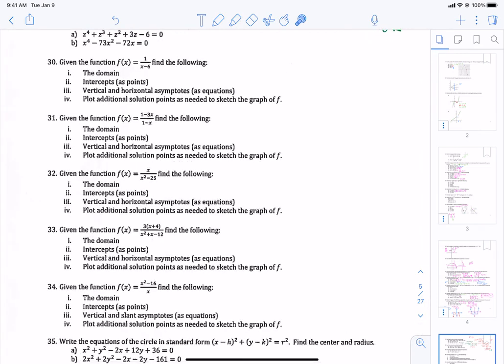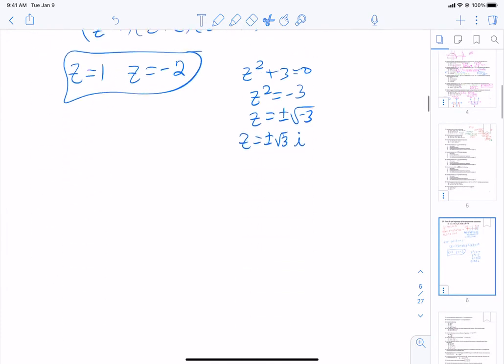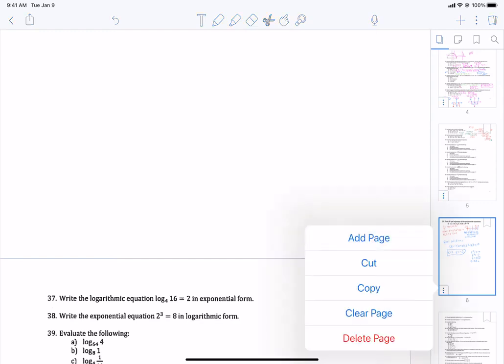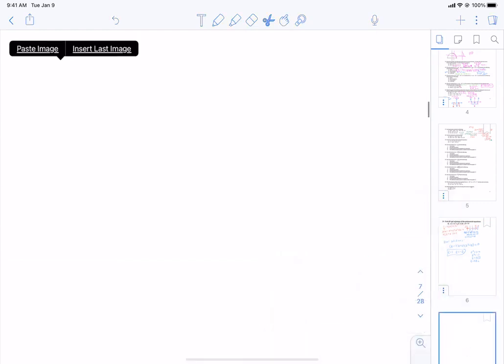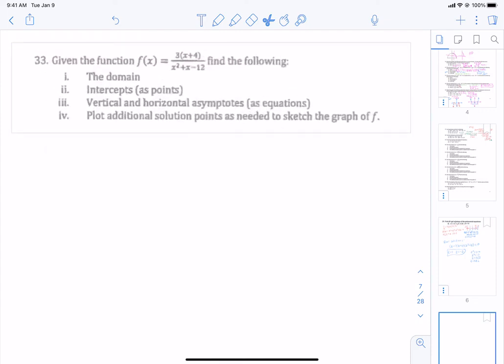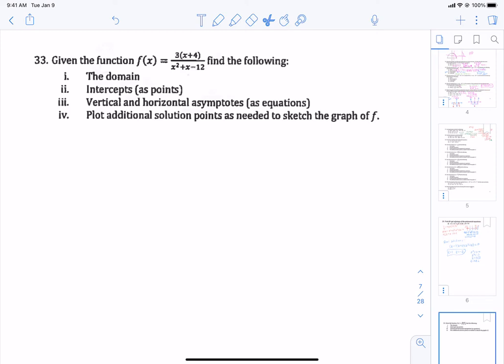Oh, let me find a good one to do with you. I want to see some that has, remember all the stuff that could go wrong, you know, the asymptotes and all that stuff. So what I would like to do with you is 33. We're going to kind of go down that entire list that we have done in the past. So let's do 33. I think it kind of encompasses everything that you need to do a problem like 33. So let's take a look.